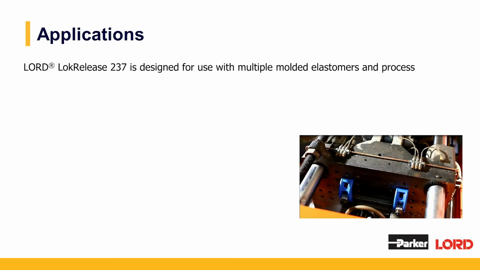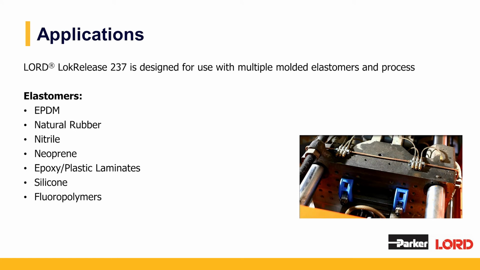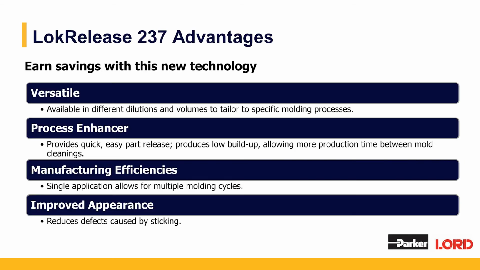Lock Release 237 is a robust mold release working with multiple compounds such as EPDM, natural, nitrile, and neoprene rubbers, as well as working with epoxy or plastic laminates, silicone, and fluoropolymers across the majority of all molding process types. The mold release is designed to supply our customers advantages and cost savings within their processes. Lock Release 237 is available in multiple dilutions delivered straight from Parker Lord.